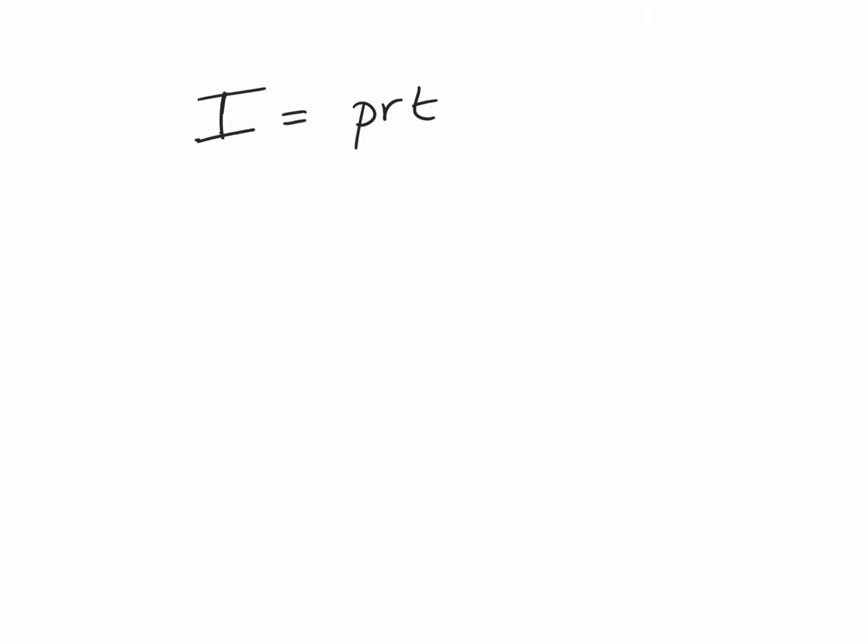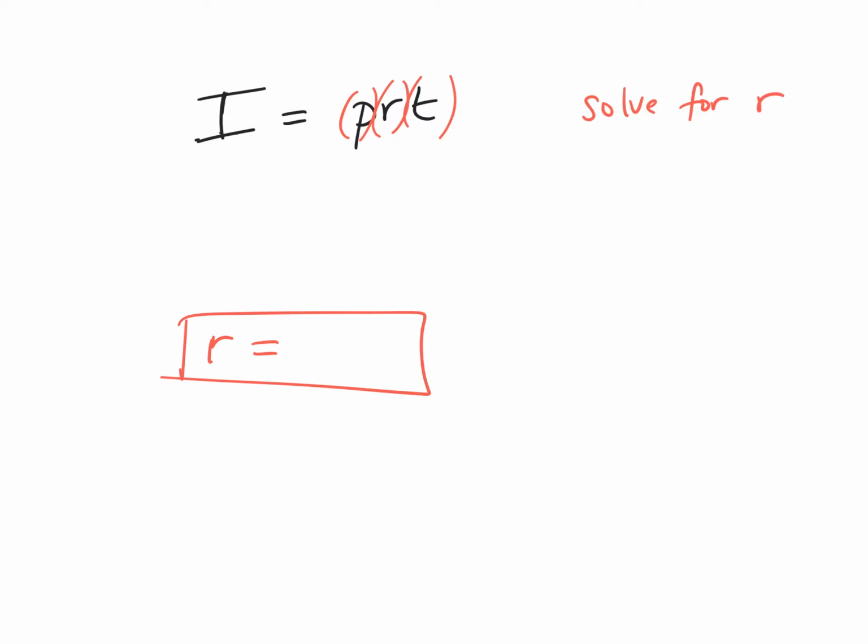Which question was that? I is equal to PRT. Solve for R. PRT means P times R times T. I want you to isolate this for R. So you're trying to have it say R equals what? What do I have to do here to isolate R?